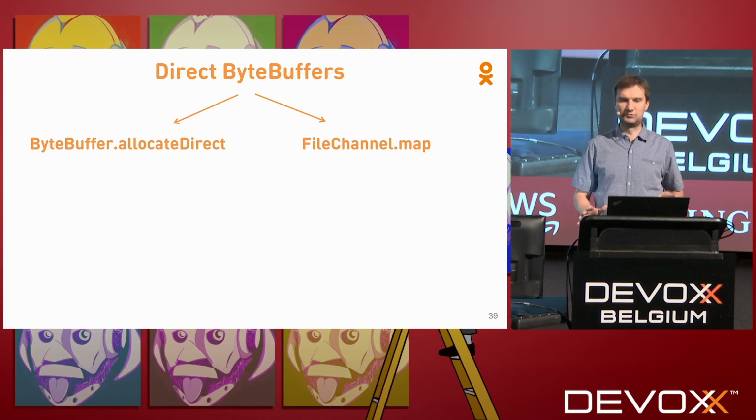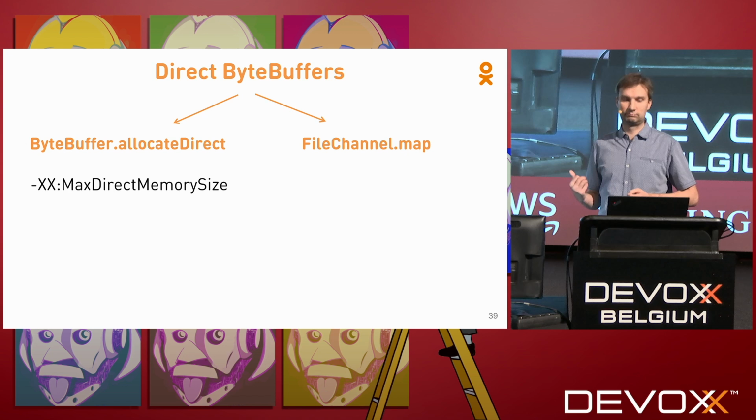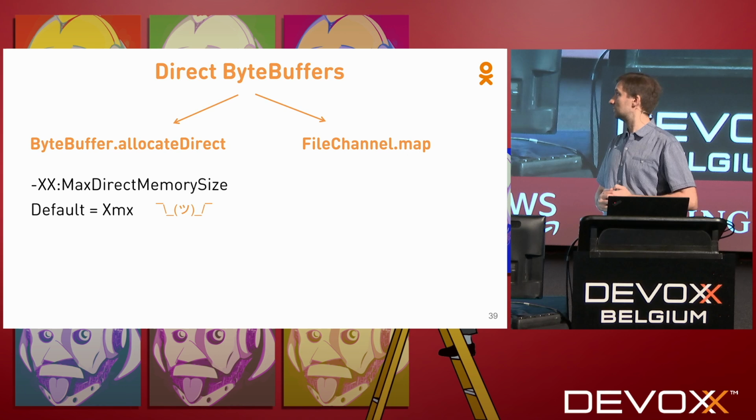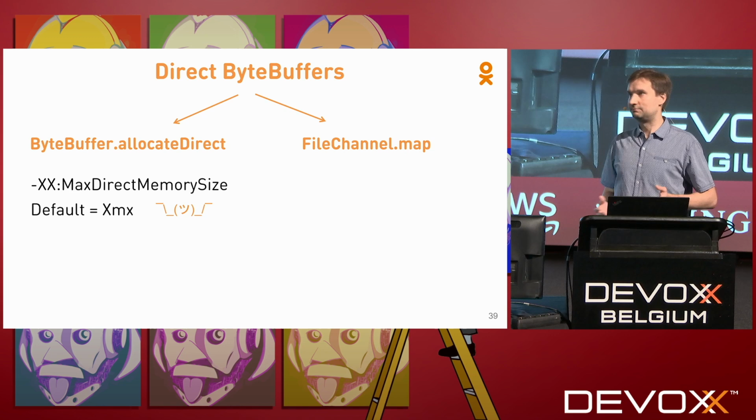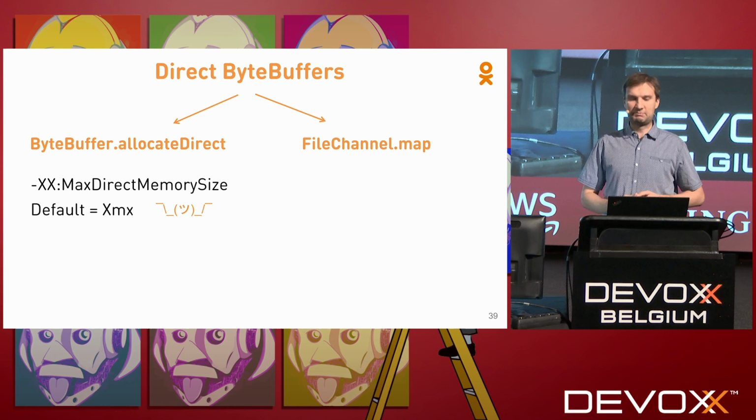There are two kinds of direct byte buffers. One that you allocate with the ByteBuffer.allocateDirect call. And this memory can be limited with another JVM option. But the default direct memory size looks strange to me because it's equal to the heap size, but there is no direct relation between heap and off-heap memory. But anyway, if your application uses much direct memory, it can be a good idea to limit the direct memory.